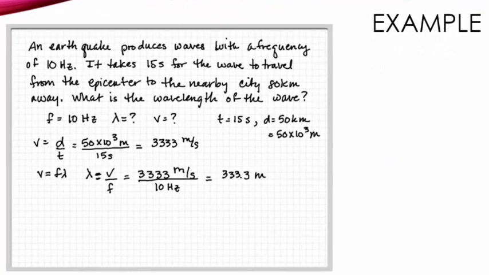And so here's an example. An earthquake produces a wave with a frequency of 10 hertz. If it takes 15 seconds for that wave to travel from the epicenter of the earthquake to some nearby city, and the city's 80 kilometers away, what's the wavelength of the wave? Well, to start off with, we know the frequency, we're trying to find the wavelength, but we don't know the velocity yet. So we'll have to figure out velocity from the distance and time that's given in the problem. So the first step is to find velocity with distance over time, and then use that velocity in the wave equation to find the wavelength.